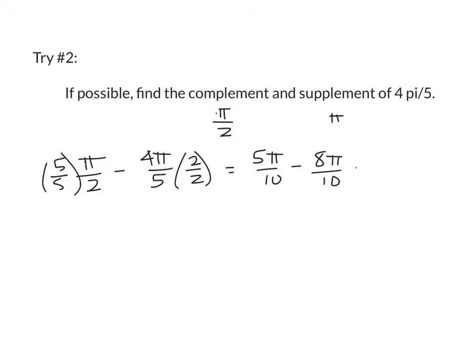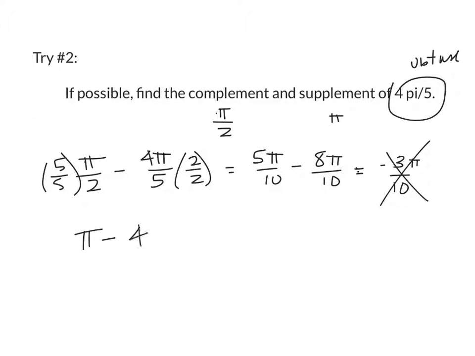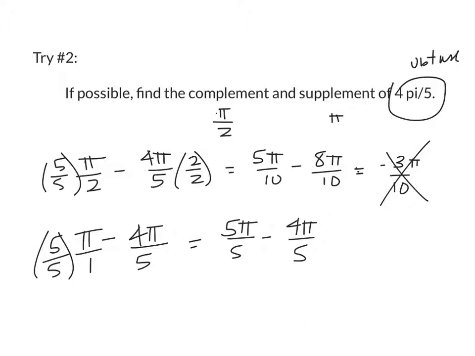If I run into a situation where I get a negative, like negative 3 pi over 10 here, that tells me that 4 pi over 5 is already obtuse. In other words, it's already greater than 90 degrees, so there is no complement. But the supplement I should be able to find. If I do pi minus 4 pi over 5, I need a common denominator, so I multiply by 5 over 5. That gives me 5 pi over 5 minus 4 pi over 5, which gives me pi over 5. So pi over 5 is a supplement to 4 pi over 5, and we're done.